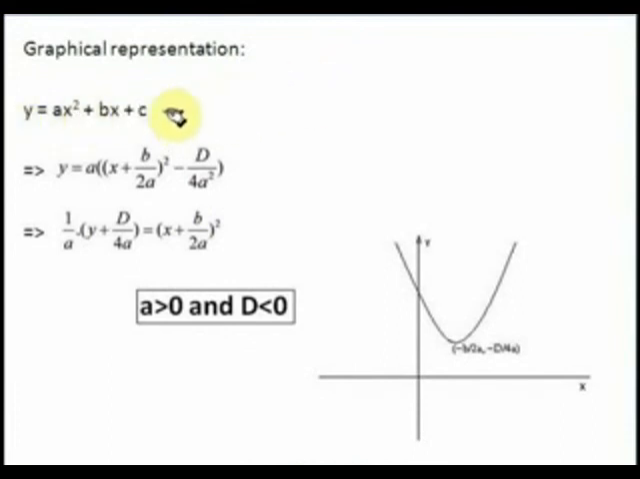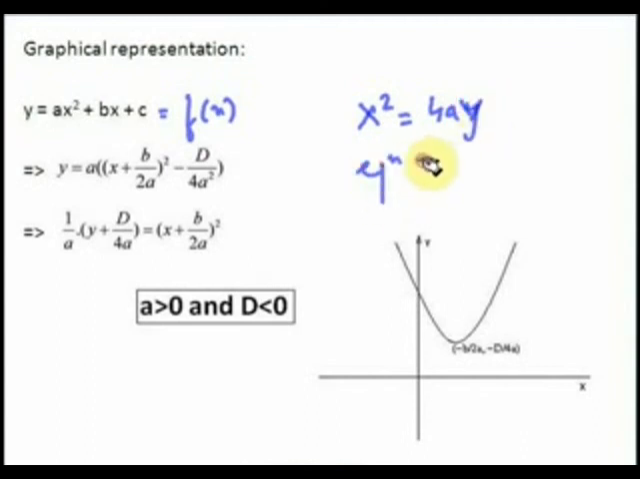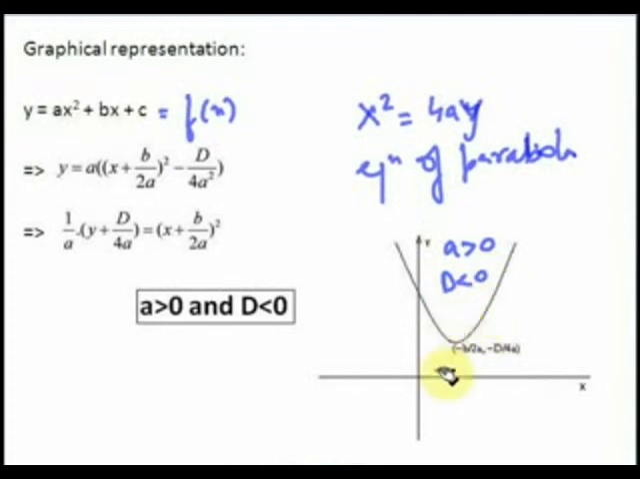Graphical representation of the quadratic expression y is equal to f of x is equal to ax square plus bx plus c. If we make this expression a perfect square, we get the equation x plus b by 2a whole square is equal to 1 upon a into y plus D upon 4a. This is like the equation of a parabola, x square is equal to 4ay. So the graph of the quadratic expression will be a parabola with its vertex at minus b by 2a and minus D upon 4a, and it will be facing upward if a is greater than 0.